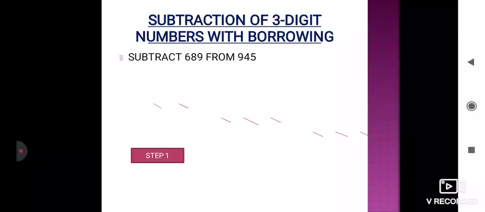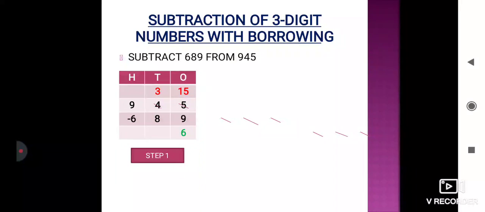Suppose you have to subtract 689 from 945. The very first thing which you have to do is arrange the numbers at ones, tens and hundreds place. In subtraction you will always write the greater number on top and the smaller below. Arrange the numbers properly and start subtracting from the ones place.